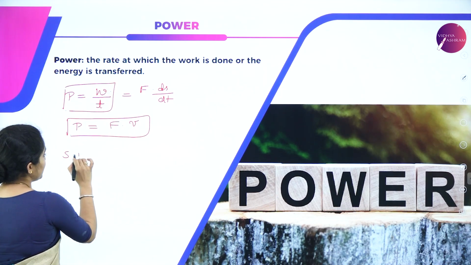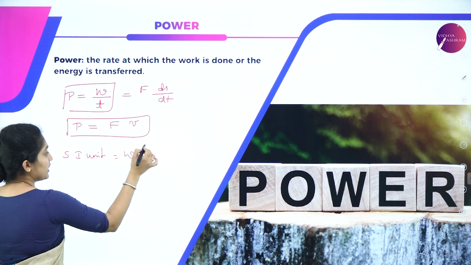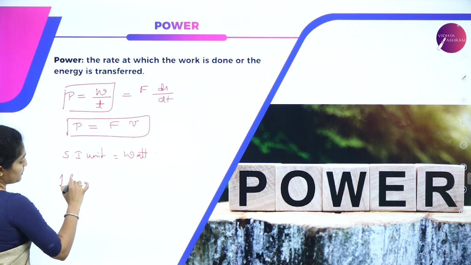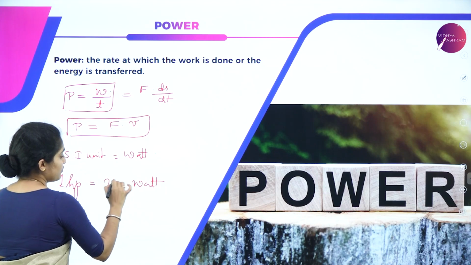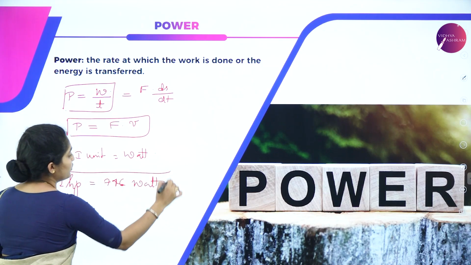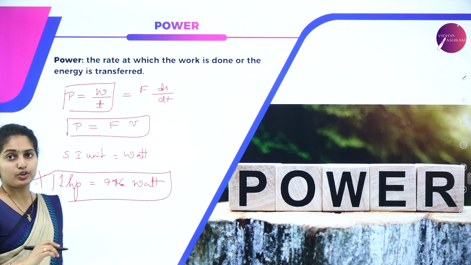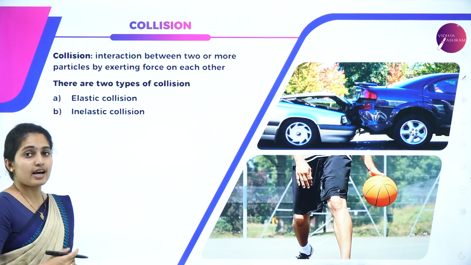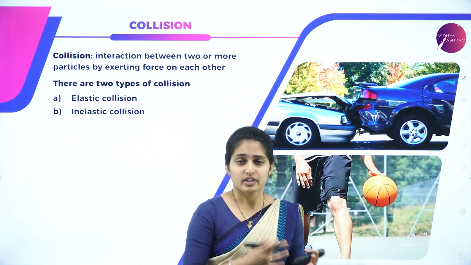What is the SI unit of power? SI unit of power is said to be watt. The other way, 1 horsepower is equal to 746 watt. This one you will have to remember for your exam, from the exam point of view. That's all about your power concept. And next we have collisions. This is what we study in the work, power and energy chapter.